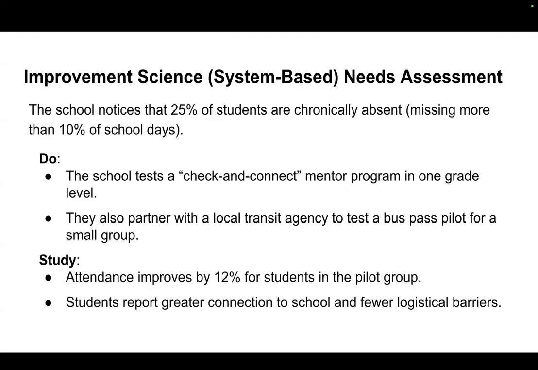So what you do is the school tests a check and connect mentor program in one grade level. They just pick one grade and say, we want you to have somebody who does a check and connect with these kids to make sure they're feeling connected. They also partner with a local transit agency to test a bus pass pilot for a small group. Let's get 20 of these kids and give them bus passes and see if they start coming. What they found is that attendance improves by 12% for the students of the pilot group. Those who went through that small group had an increase. Students report greater connection to school and feel fewer logistical barriers. So they did these two small things, focused in one grade, just a few students.